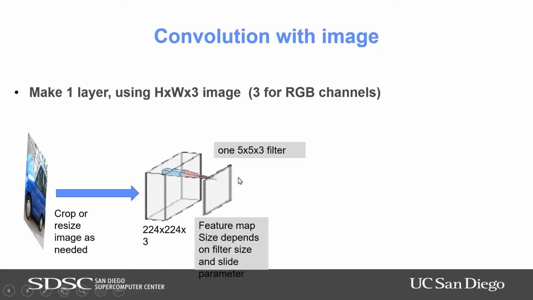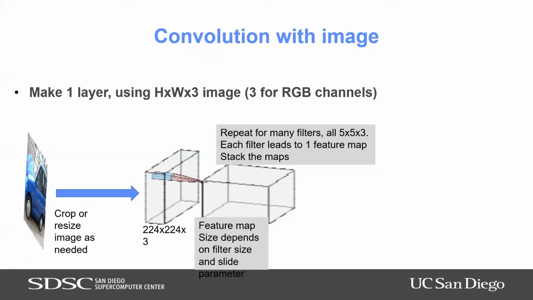And then you say, let's pick a filter. In this example, I chose a 5 by 5 by 3 filter. The 3 at the end is because you have 3 channels. The 5 by 5 is the height and width of your little patch. The feature map that gets output is going to depend on the size of the filter and the stride parameter. So we apply this filter and end up with a feature map.